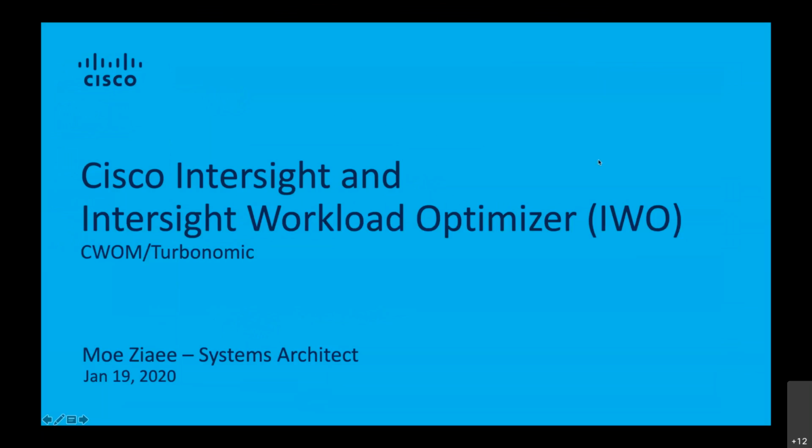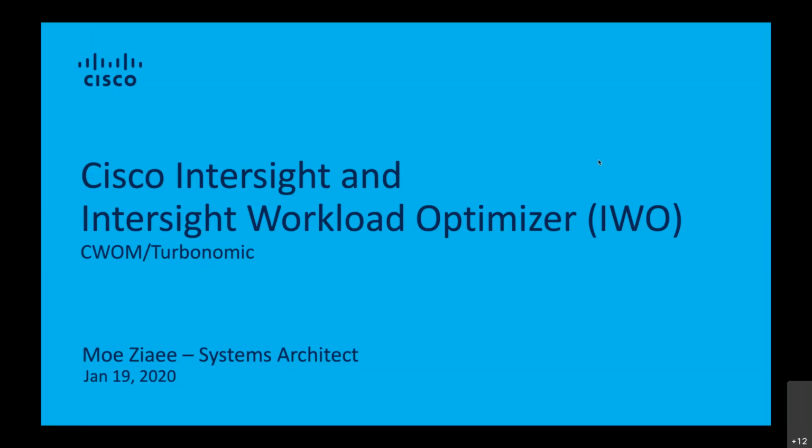Great. Well, hi again, everyone. As I said, my name is Moe Ziaee. I'm a systems architect here at Cisco. And I'm going to talk to you guys about Cisco Intersight and Intersight Workload Optimizer, which is basically an add-on on top of Cisco Intersight. We'll get to it. I'll explain how extensive this tool is, and it can get more and more tools built into it.